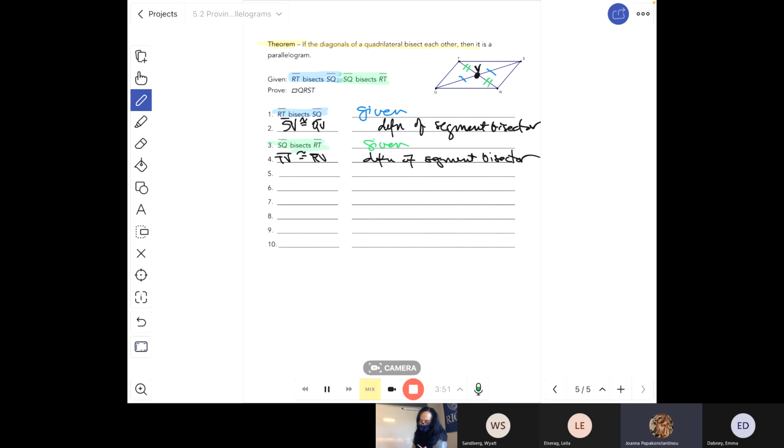Now we're ultimately trying to show that some triangles are congruent, right? Does anybody see any vertical angles? I do. What vertical angles do you see? Yes. And what can you say about those vertical angles?